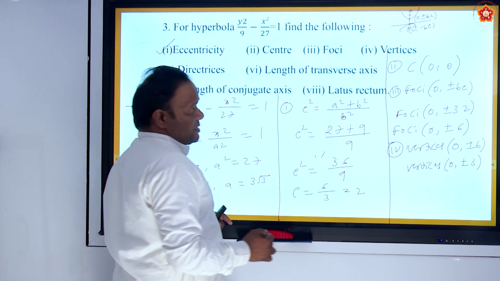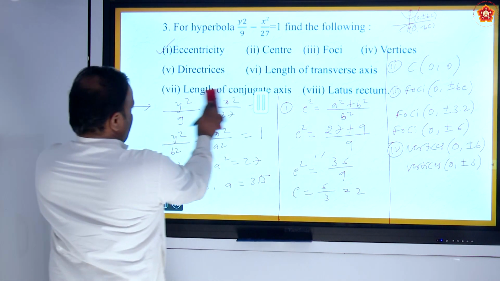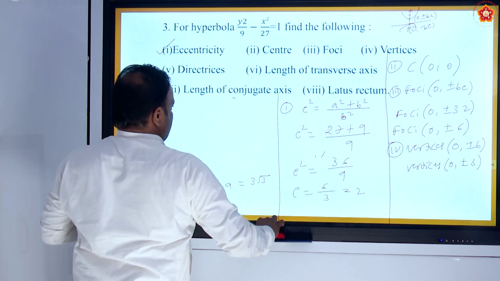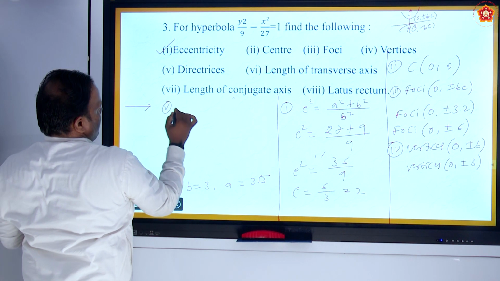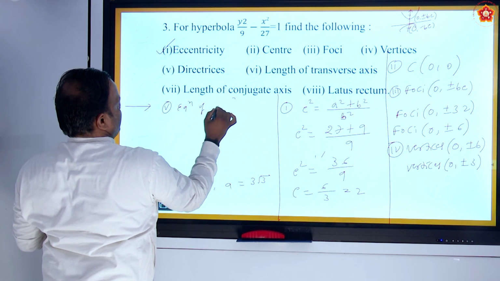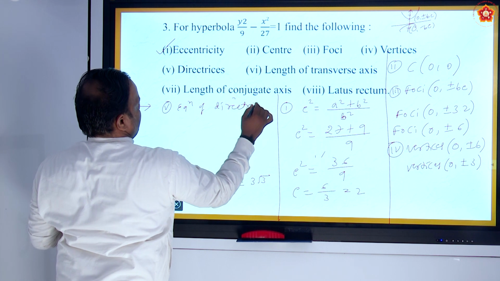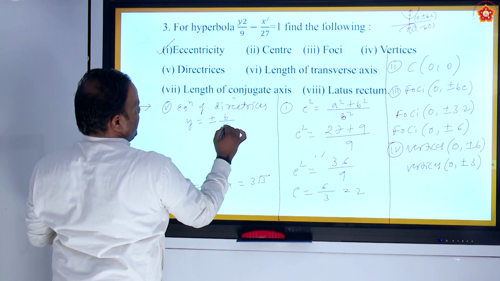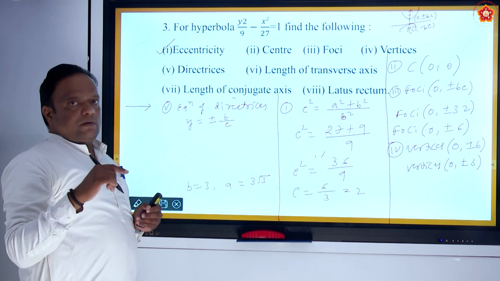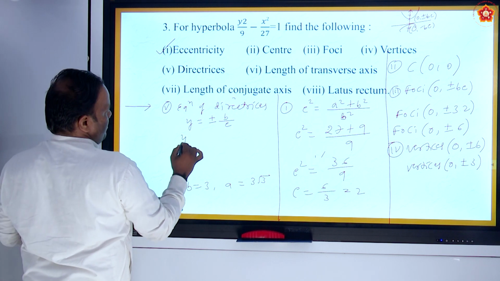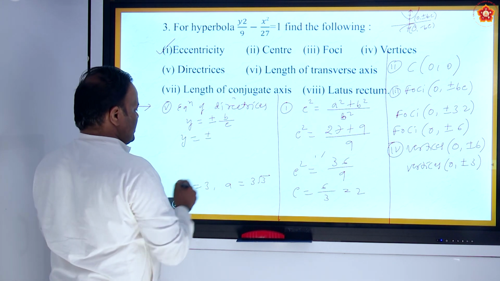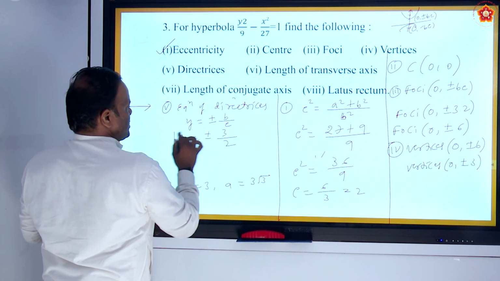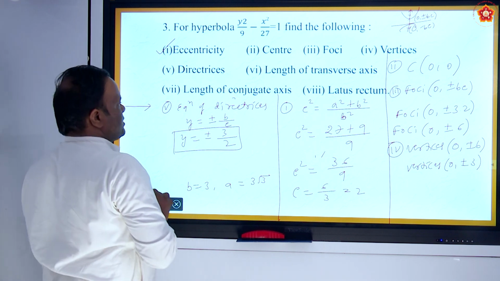Next, the directrix. What is the equation of the directrix here? In the second type, the equation of the directrix is y equal to plus or minus b by e, not x equal to. In the first type it is x equal to plus or minus a by e. Here y equal to plus or minus b by e, which is 3 by 2. So y equal to plus or minus 3 by 2 is the equation of the directrices.